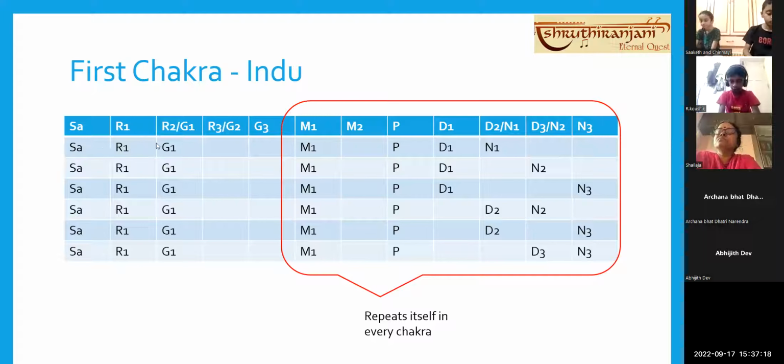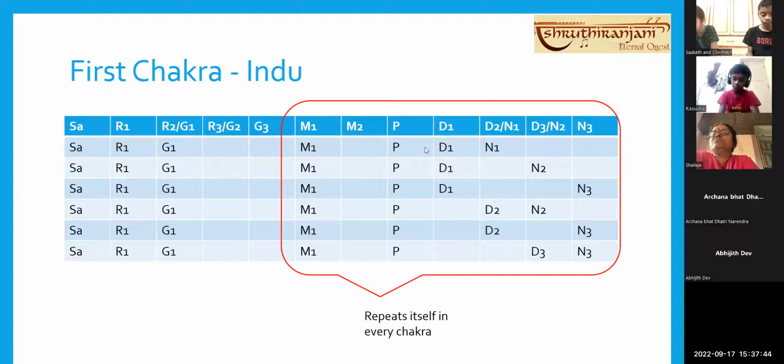So we saw the first chakra, which has the Ri1 Ga1 combination, and each raga varies because of the Da and Ni combinations. Right? Da1 Ni1 is the first raga, Da1 Ni2 is the second, Da1 Ni3 is the third, Da2 Ni2 is the fourth, Da2 Ni3 is the fifth, Da3 Ni3 is the sixth. So this is the Uttaranga part.